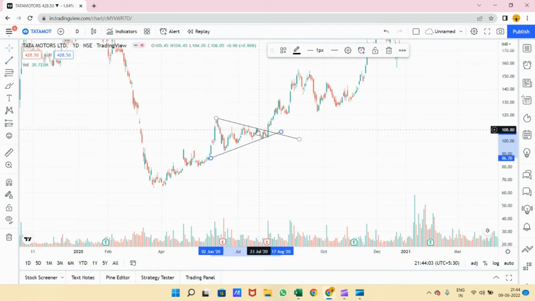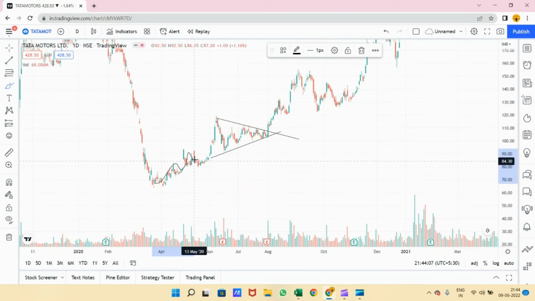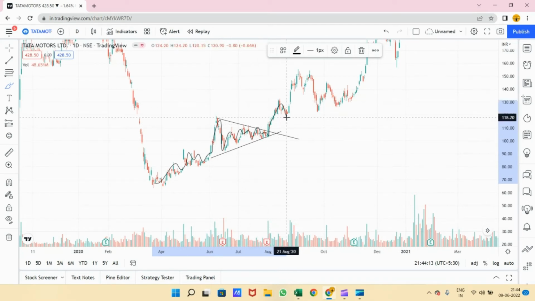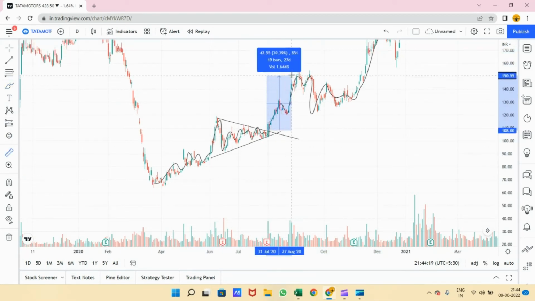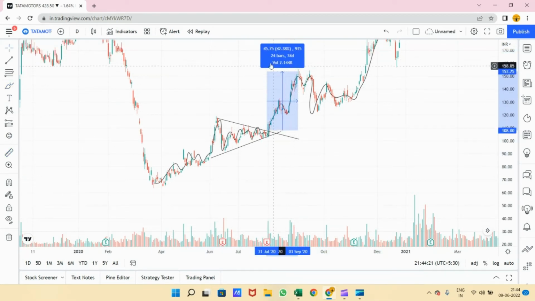As we mentioned, this is a symmetrical triangle pattern. The stock price goes up like that, and it gives a breakout. Look at the move, guys. As I told you, it gives a very fast move, within 34 days. It gave a 42 percent return on investment. This is the beauty of this pattern.